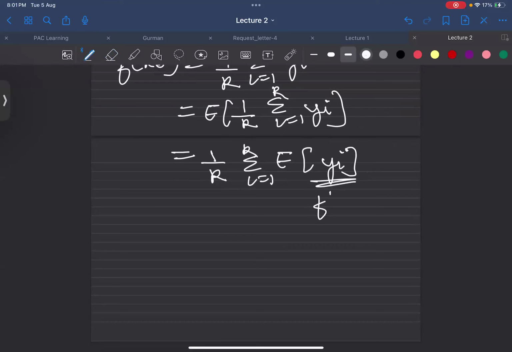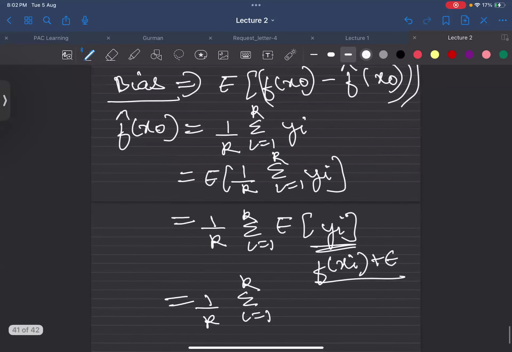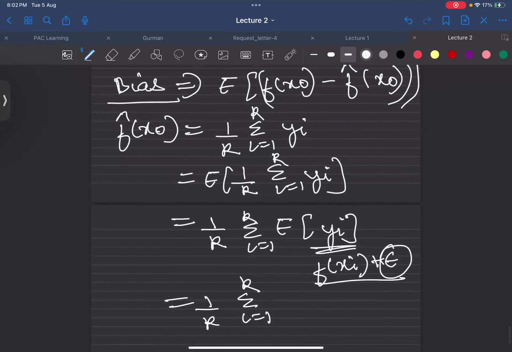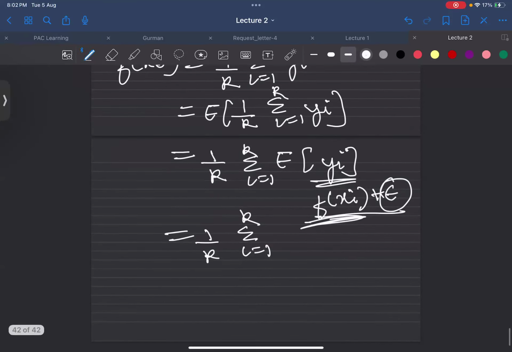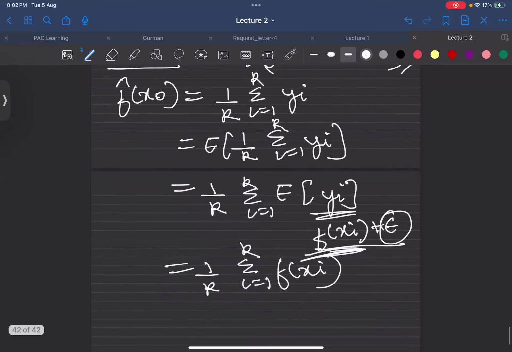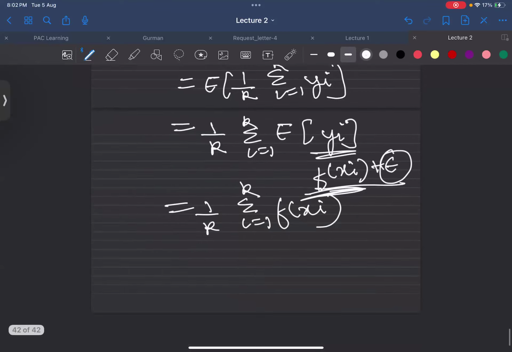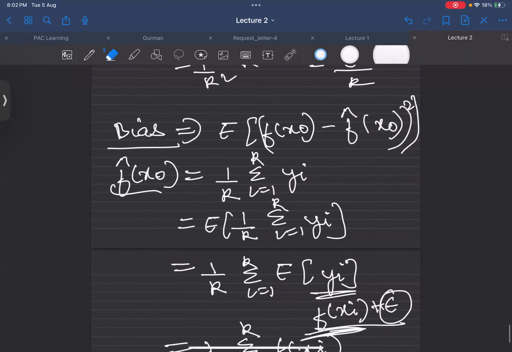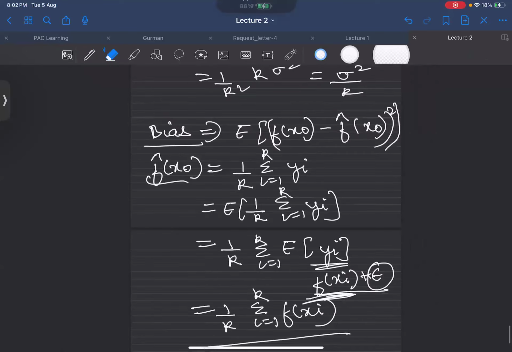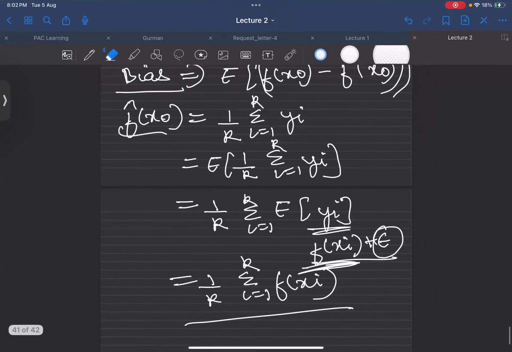I can write f of x_i plus epsilon here. The expectation of epsilon is equal to 0. And we have seen that f of x_i, the observed value, is a fixed value only. So I can directly write it as f of x_i. So here I can replace this f bar x naught by this value. Is it fine? Any doubt? No, ma'am, it's fine.